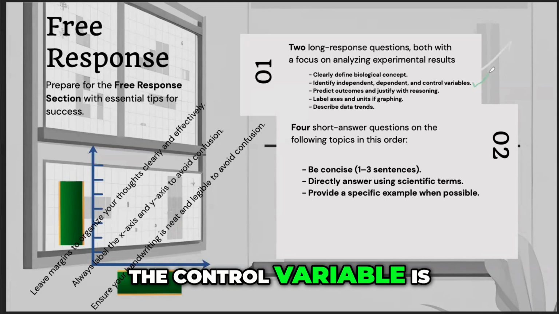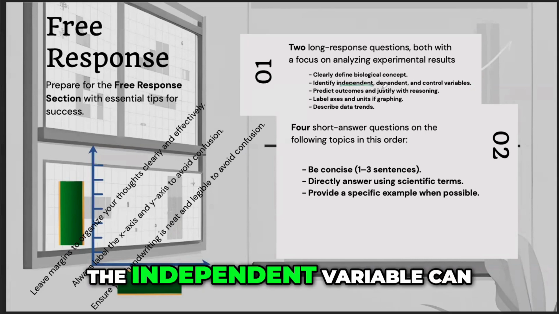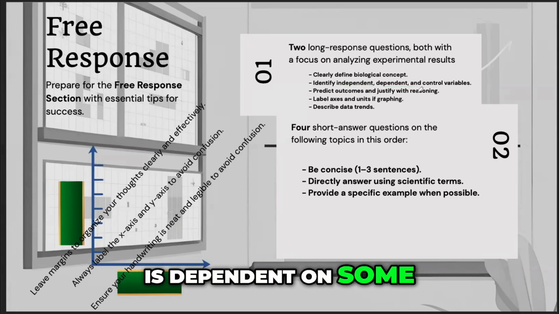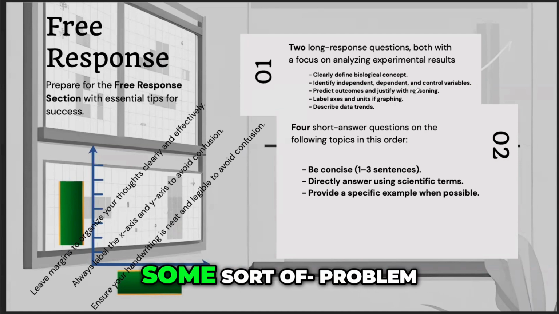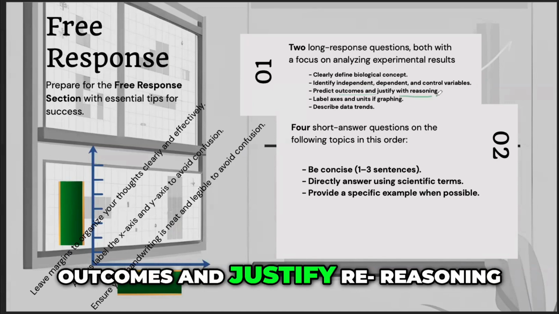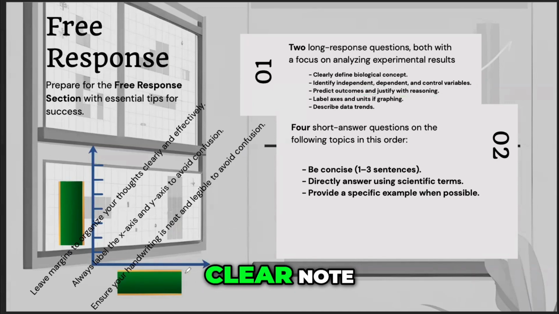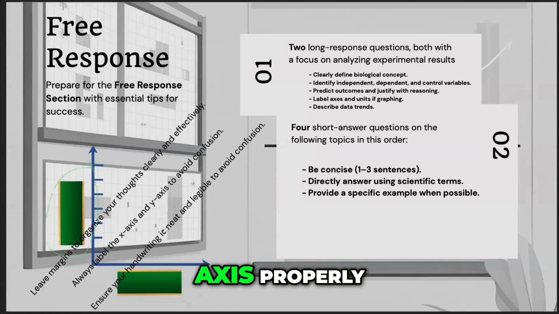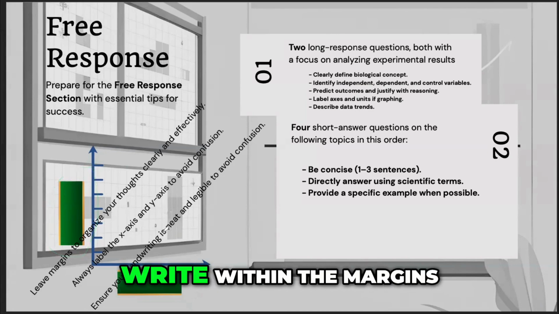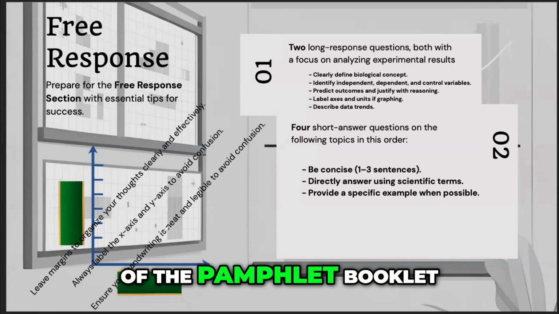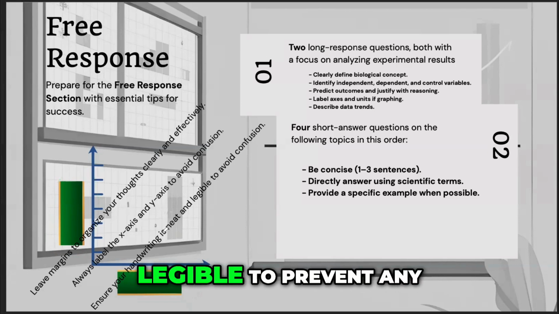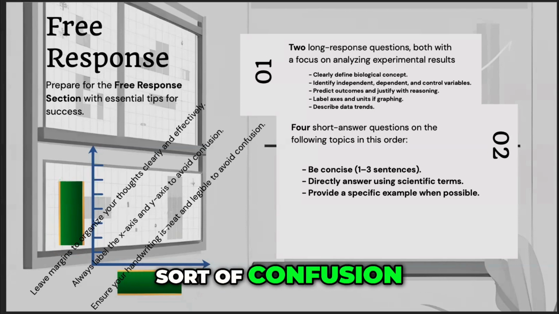Remember, the control variable is not being changed. The independent variable can stand alone, and the dependent variable is dependent on some sort of situation or some sort of problem that is there. So make sure you are able to predict outcomes and justify reasoning. And just as a clear note, if you are asked to provide a graph, make sure to label the X and Y axis properly, making sure that you write within the margins of the pamphlet booklet that you are provided, and making sure your handwriting is neat and legible to prevent any sort of confusion.